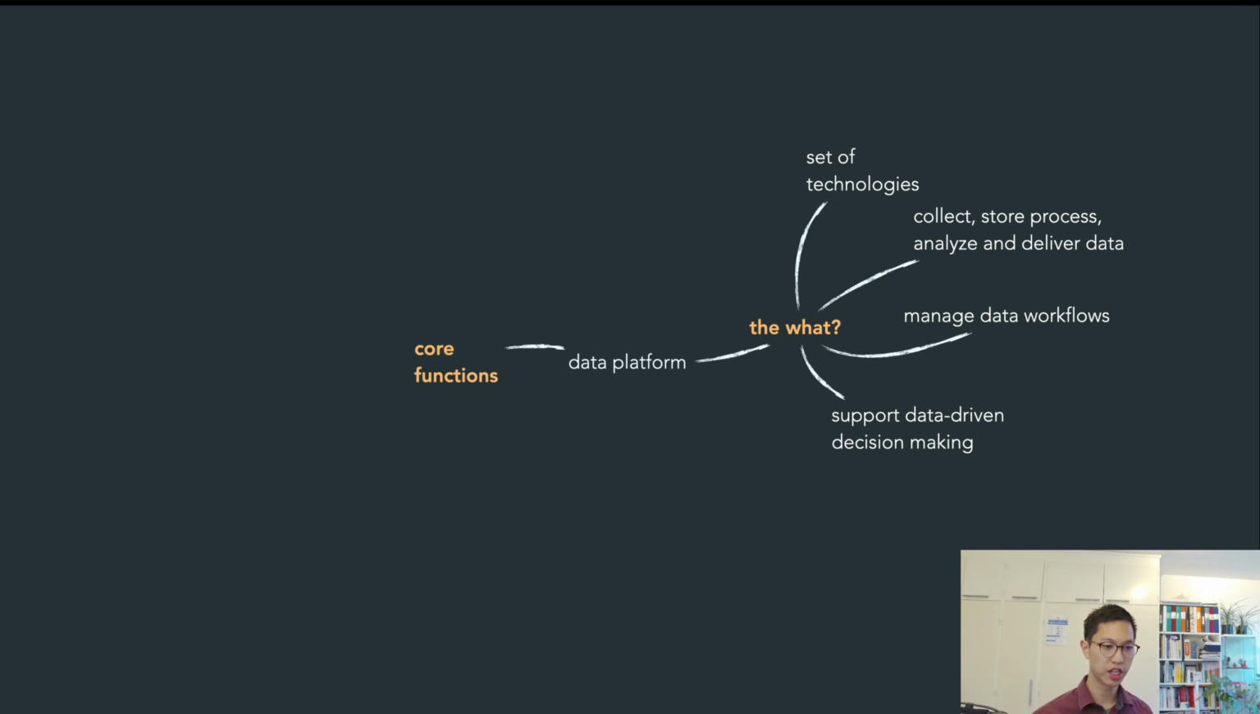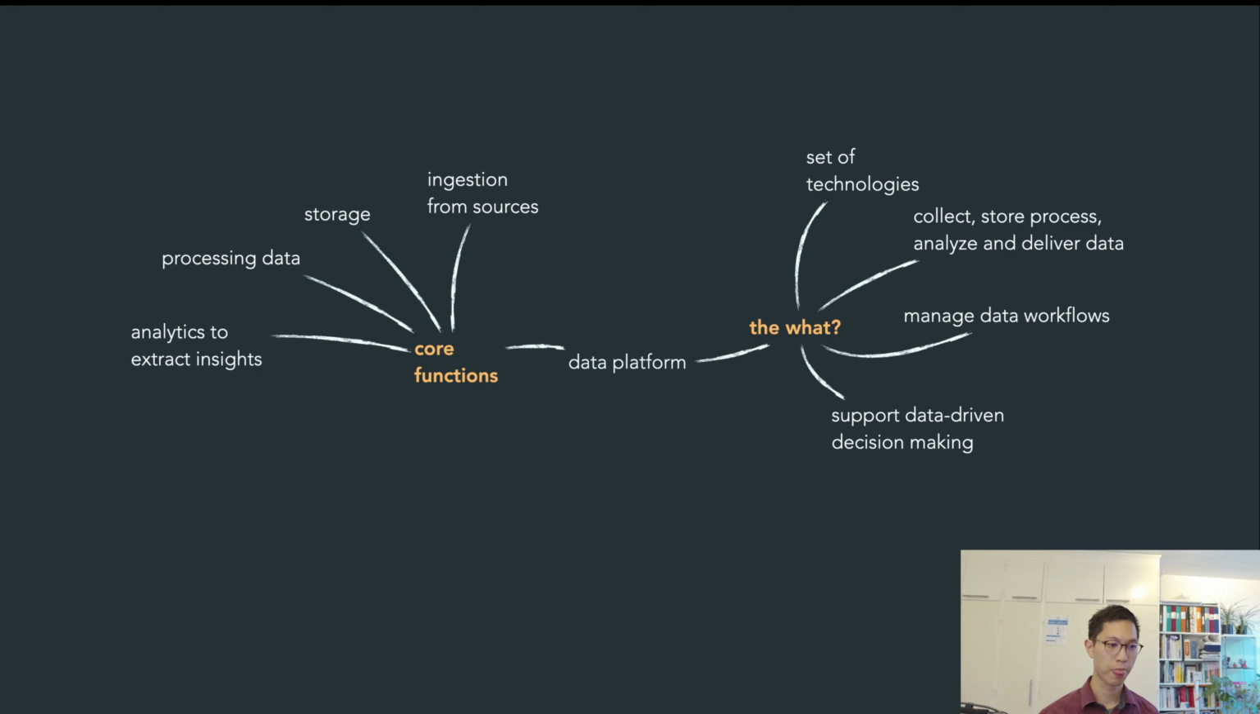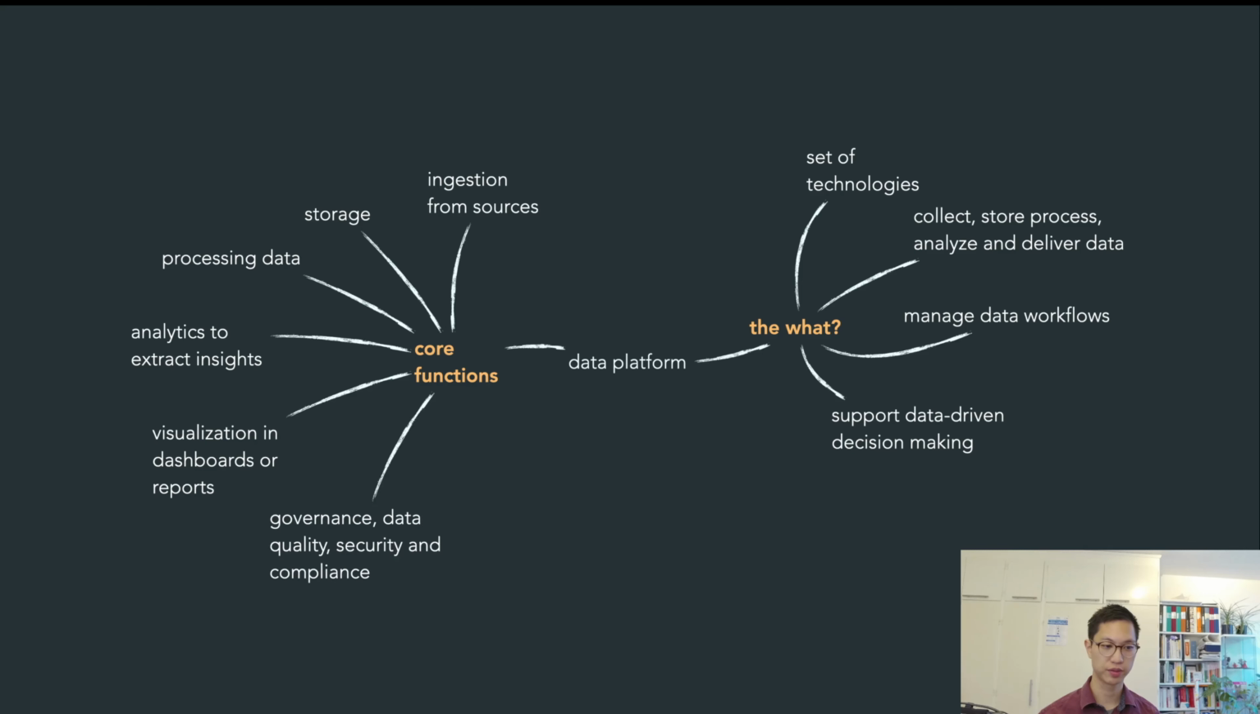So the core functionality of the data platform: you have ingestion from source. You have several sources, as we saw before. They need to be ingested into the data platform. The storage needs to be somewhere, for example, a database, a data warehouse, etc. It processes the data, cleans the data, and makes it ready for serving the downstream applications. You have analytics here to extract insights. You visualize the data in dashboards or reports.